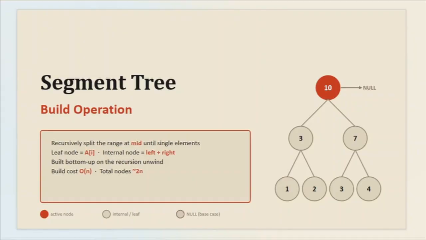Here I will explain the build operation of a segment tree using the array 1, 2, 3, 4. A segment tree is a data structure that stores information about ranges of an array. During the build process, we repeatedly divide the array into smaller parts until we reach individual elements, then combine the result while returning back up the tree.